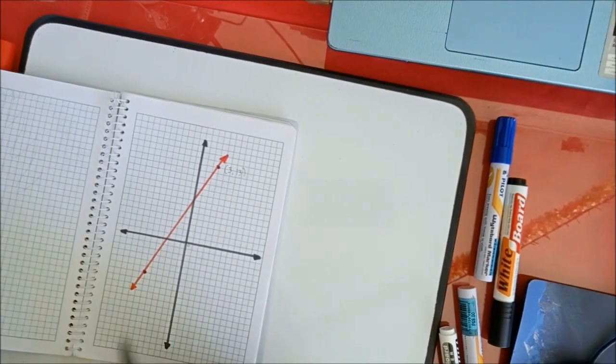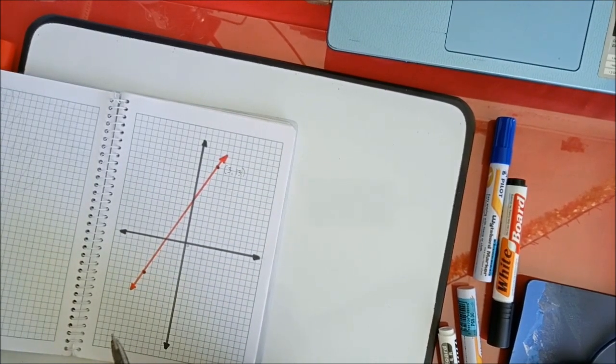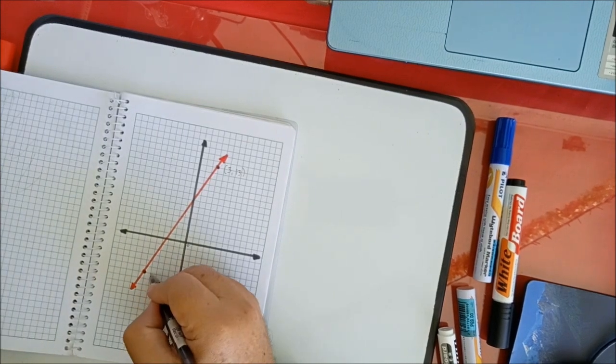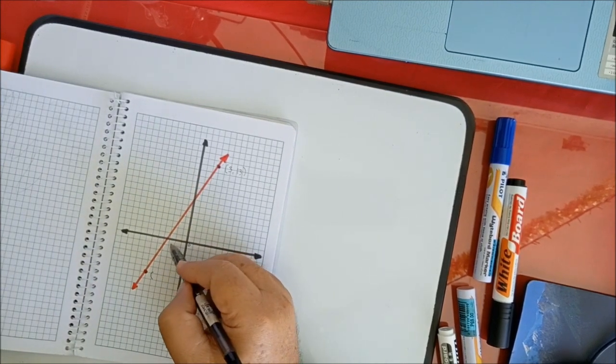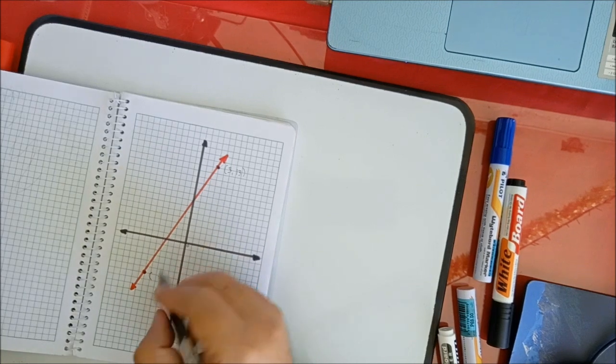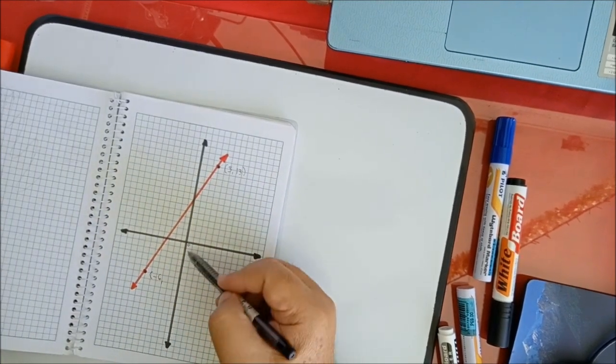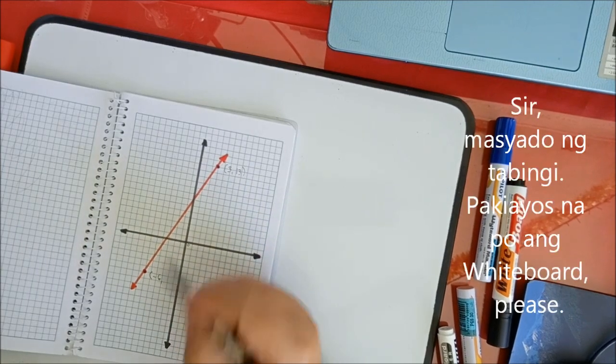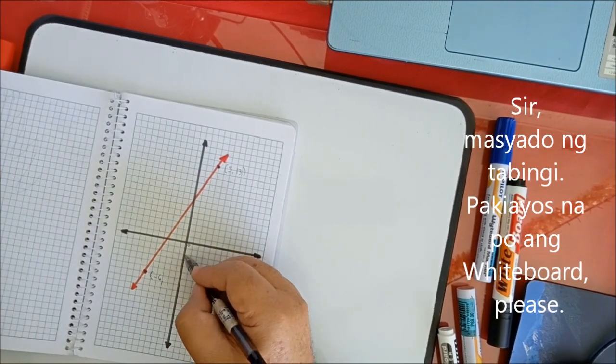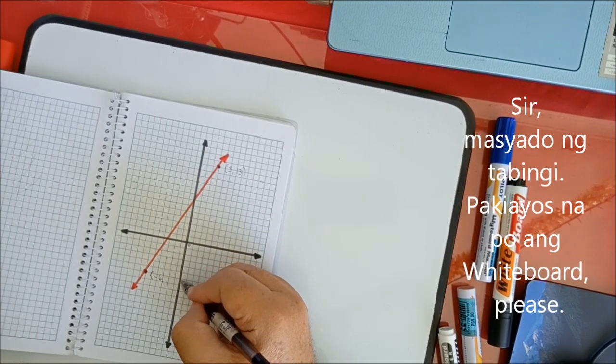Okay, itong isa, nasa third quadrant. Expect this to be negative x and negative y. Third quadrant. Magbibilang ka ngayon. 1, 2, 3, 4, 5, 6. So, negative 6 ang x mo, kasi pakaliwa from 0. Now, what is your y? Expect this to be negative also. 1, 2, 3, 4, 5, 6.